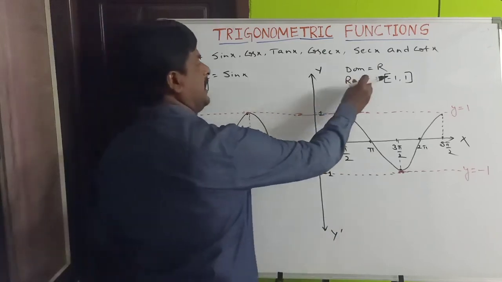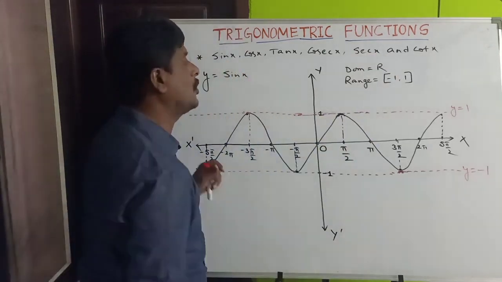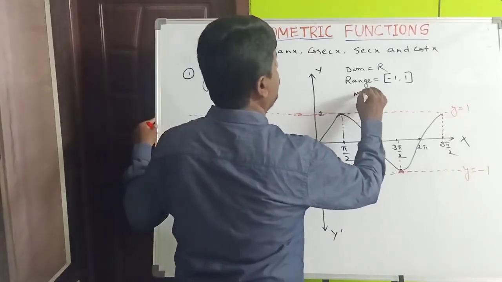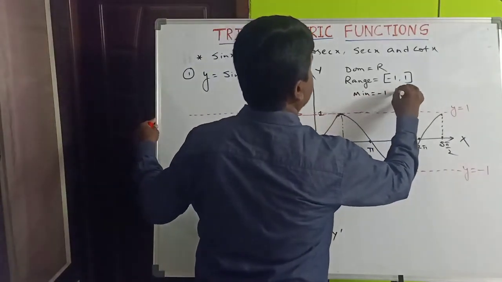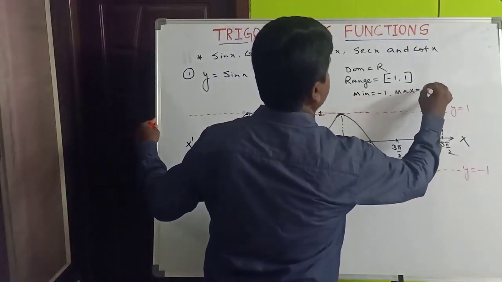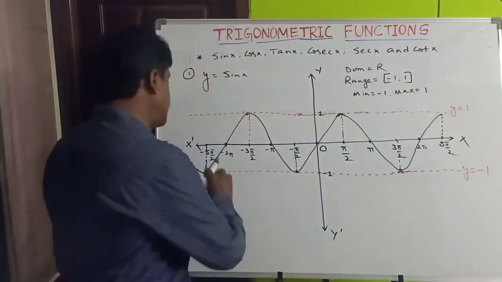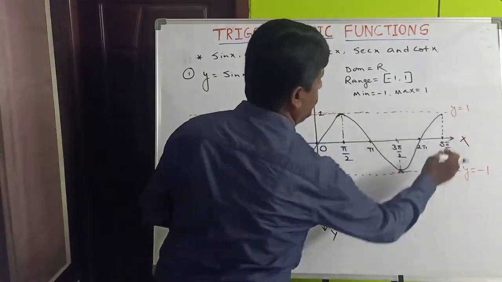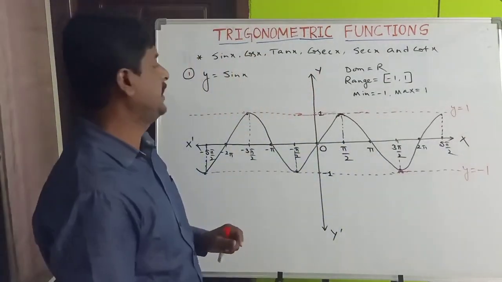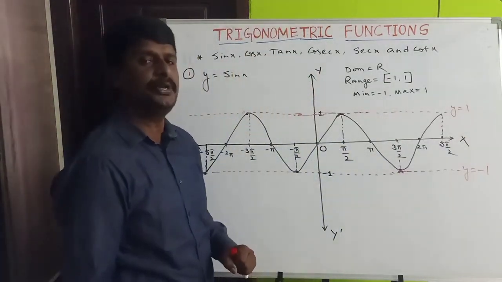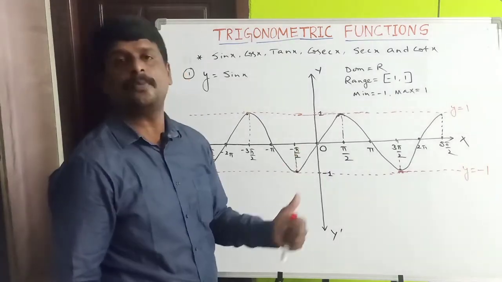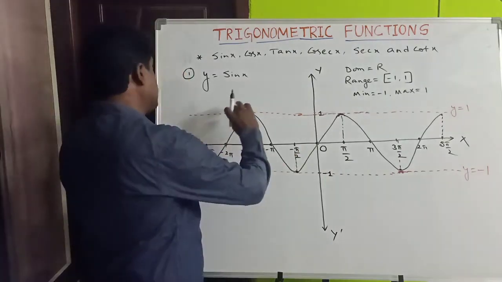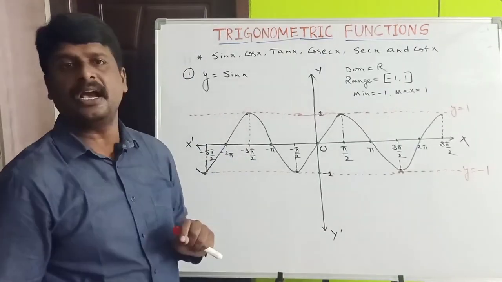By observing the range of sin x, we can conclude that the minimum value is minus 1 and the maximum value is plus 1. And also observe that it can be drawn continuously without lifting the marker from the board, so it is continuous everywhere in its domain. So it is continuous for all real values of x.